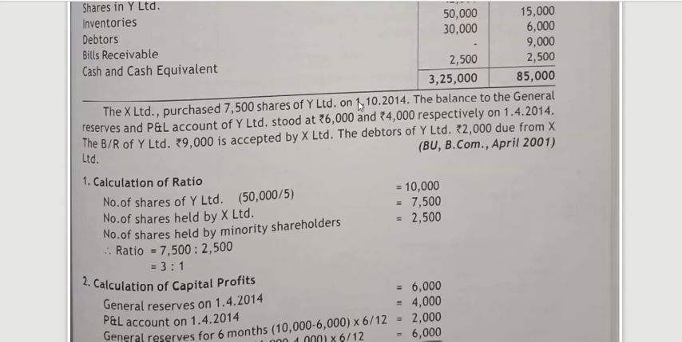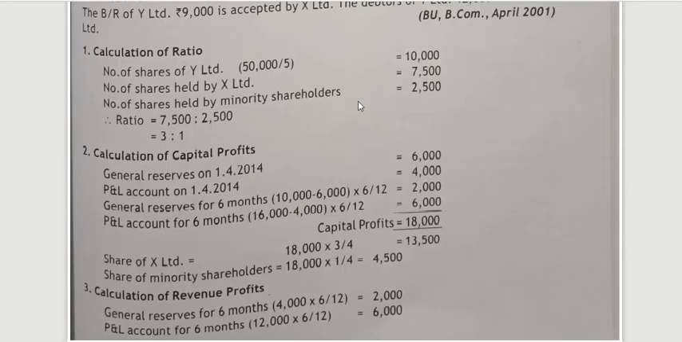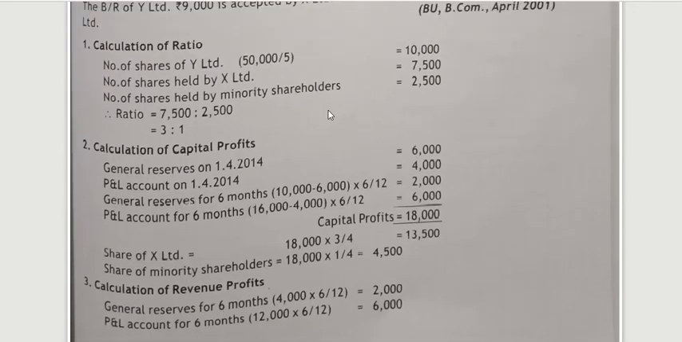The bills receivable of Y Limited, 9,000, is accepted by X Limited. The debtors of Y Limited, 2,000, are due from X Limited. These are nothing but intercompany owings. So our step 1 is calculation of ratio.